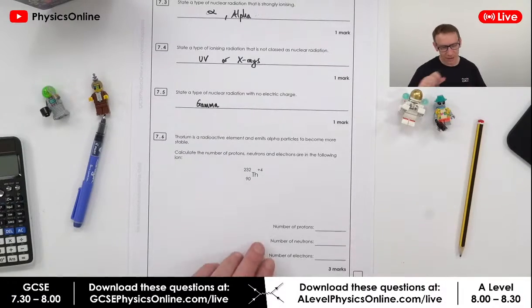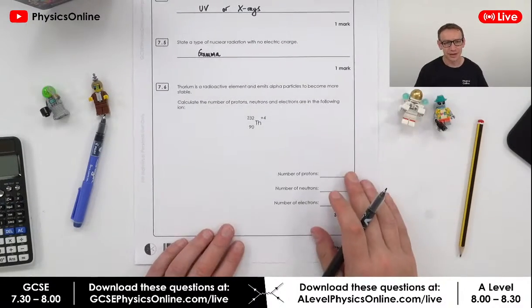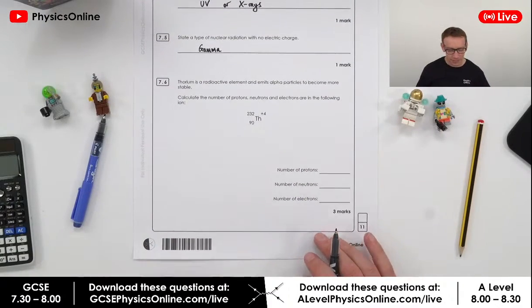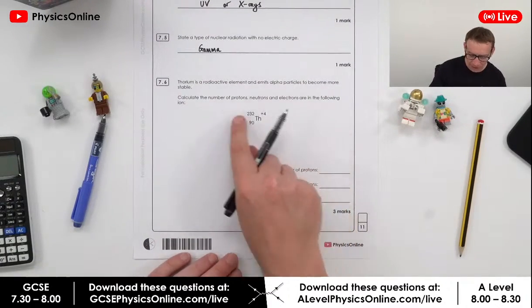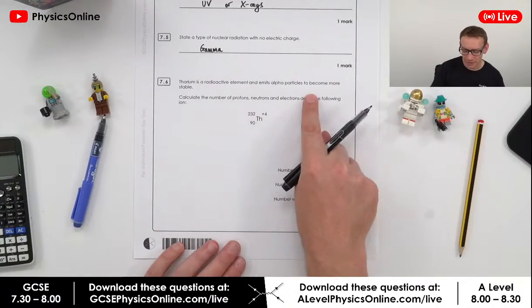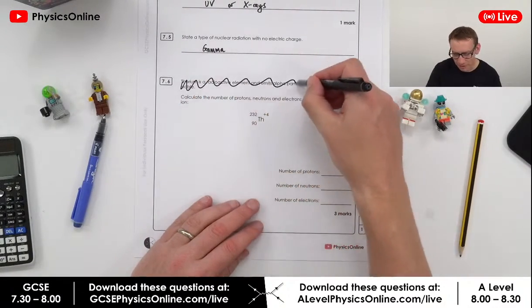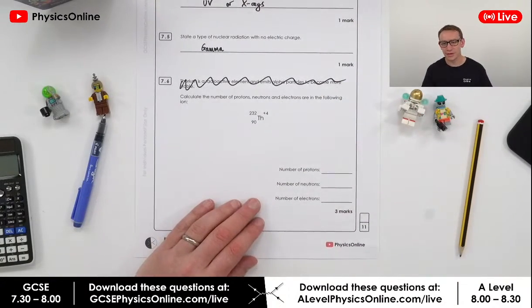Right, the next question, super simple. All of you should know this already because this is going to come up in chemistry. What we have at the bottom here is thorium, a radioactive element that emits alpha particles to become more stable. That's irrelevant. You don't need to know any of that stuff to answer the question.